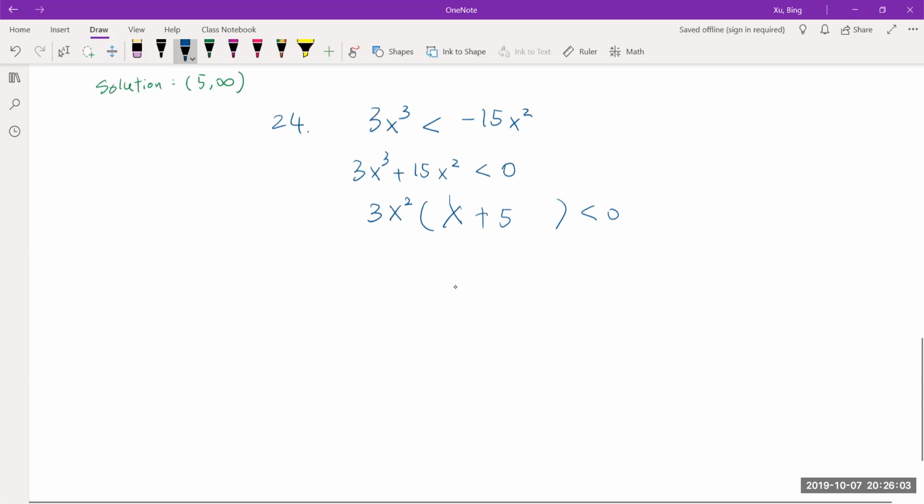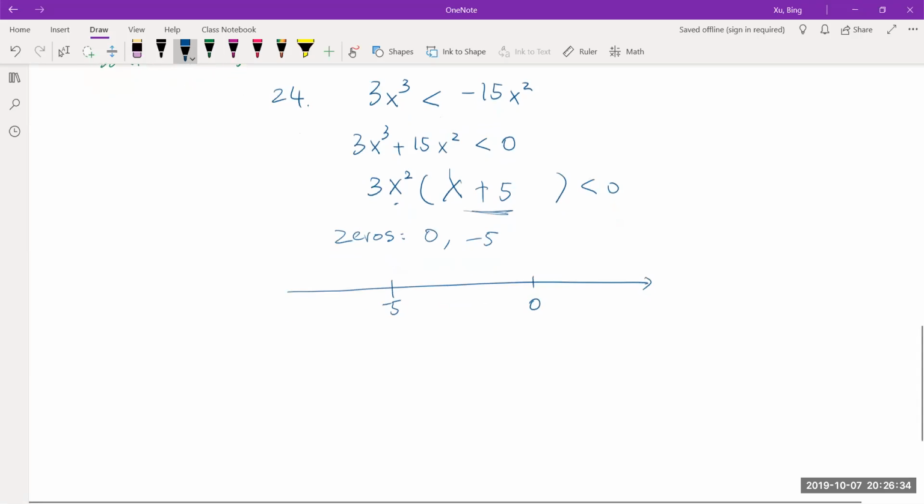All right, so what are the zeros here? What makes the left side equal to 0? There are two x values. Right? One is from here, 0. The other one is from here, -5. Right? Okay, now I'm going to mark those on the number line. -5, 0. Okay, so these two points are separating your graph into 3.